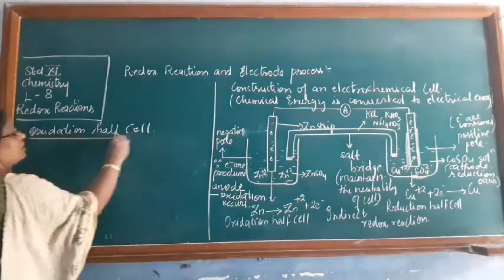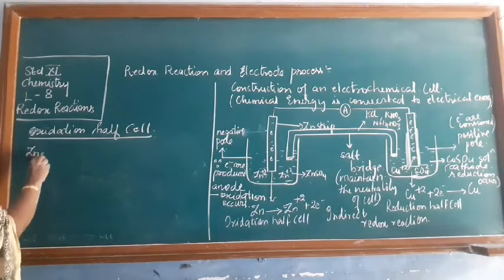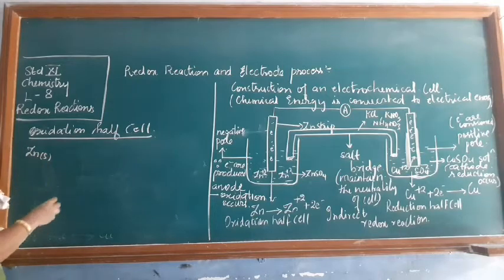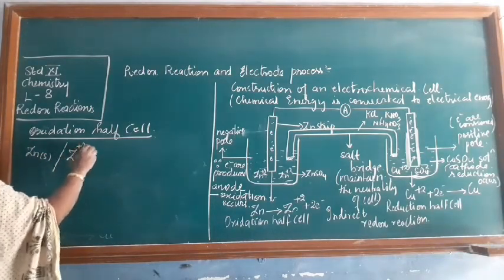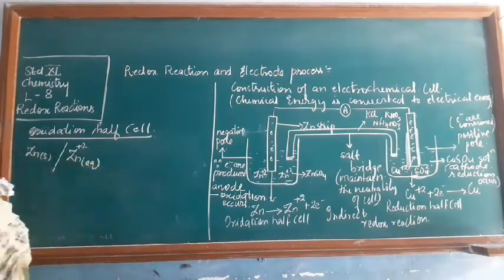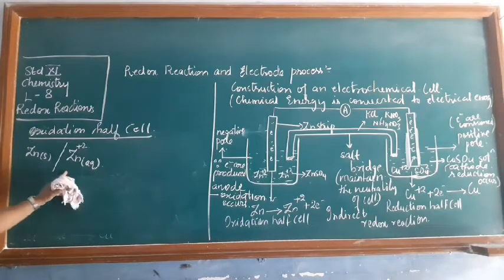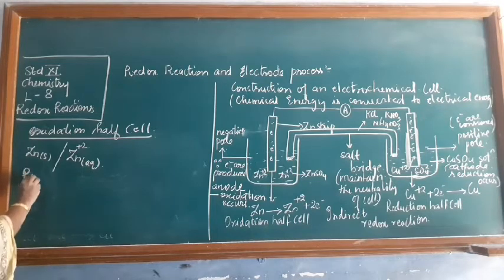So the oxidation half cell we represent as, see, Zn strip or Zn solid is placed in ZnSO4, that is Zn plus 2 aqueous. Okay, this is how you represent the oxidation half cell. Okay, the reduction half cell, how do you represent the reduction half cell?